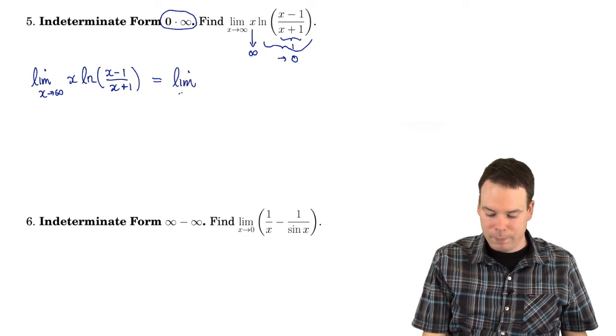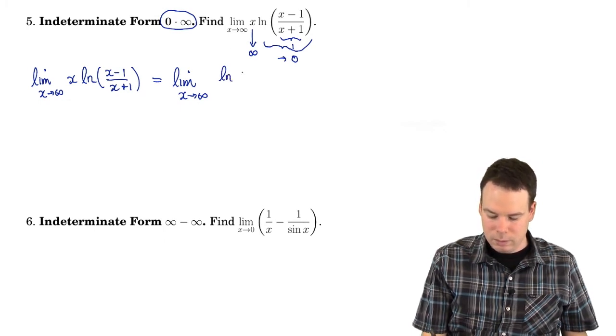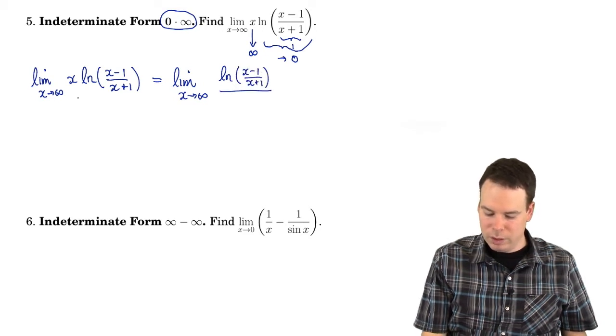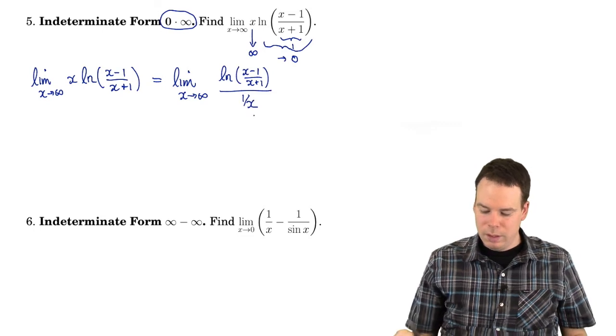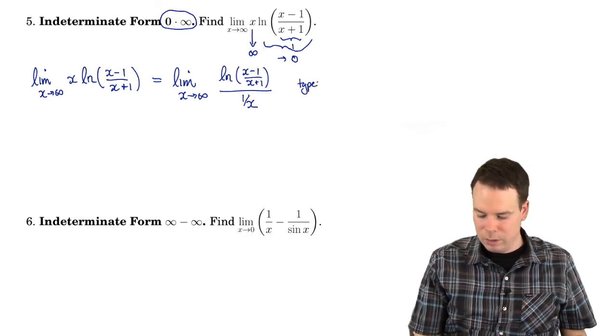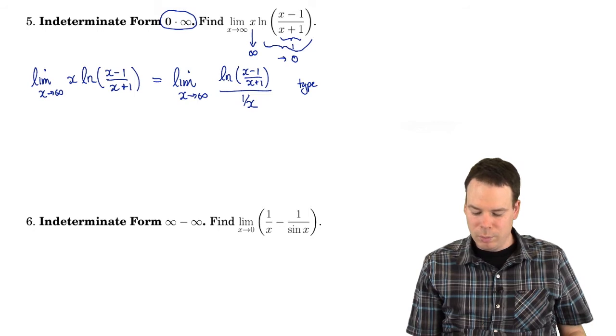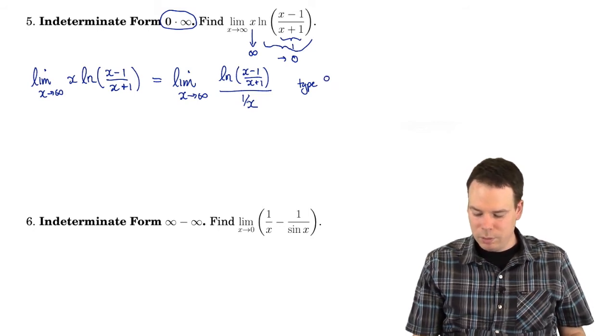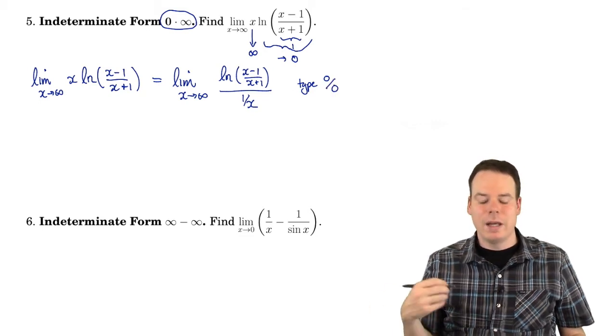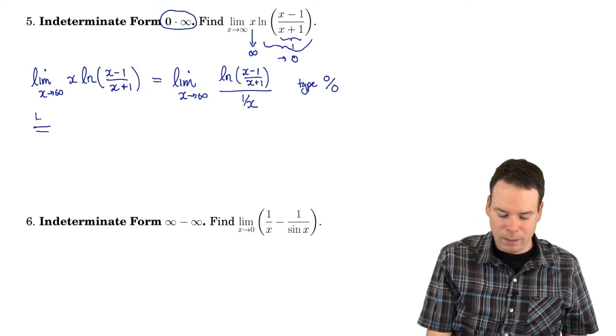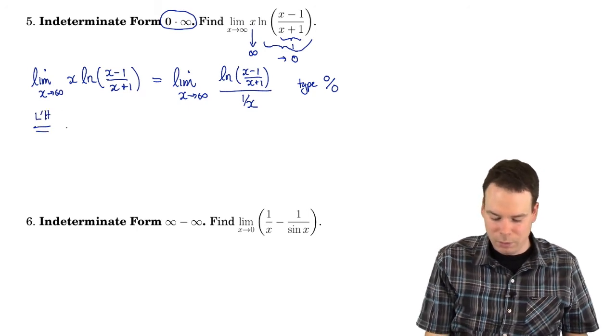One way to do that is to take that logarithm and leave it up top, and push that x downstairs as a 1 over x. Now what's happening? As x goes to infinity, the top goes to ln of 1, which goes to 0. The bottom is 1 over x, where x is going to infinity, so that goes to 0. So it is of type 0 over 0, and now we can apply L'Hopital's rule. We had a little bit of adjustment to make first, but now we're in the situation where we can apply L'Hopital's rule to it.